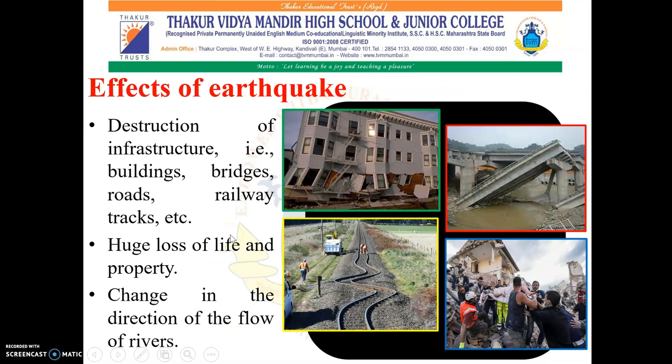Effects of earthquake. The effects of earthquake are shown in the picture. Destruction of infrastructure, that is buildings, bridges, roads and railway tracks takes place. Huge loss of life and property is also there. Sometimes there is a change in the direction of the flow of rivers as well.